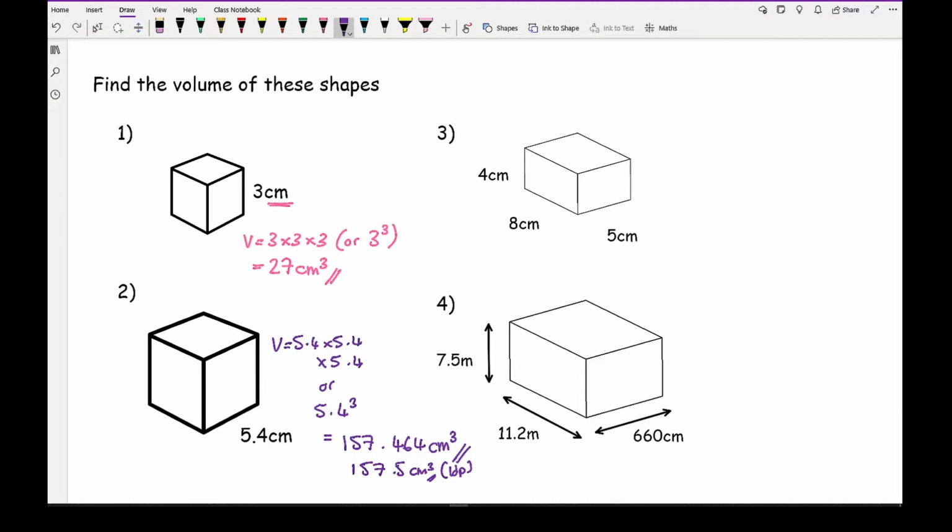If you want to round it up, go for it. But if you do round it up, make sure you always state what you are rounding it up to. And again, also don't forget the units.